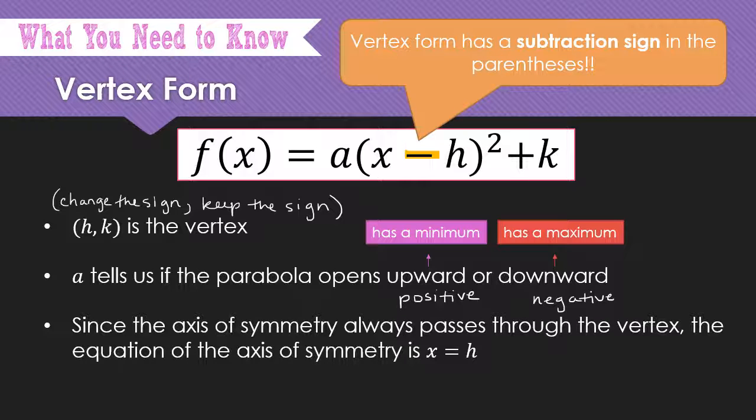Since the axis of symmetry always passes through the vertex, the equation of the axis of symmetry is just x equals h. So this one's pretty easy to identify. There's no formula. Whatever your value of h is, that is going to be your axis of symmetry.